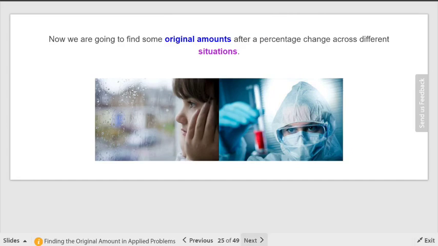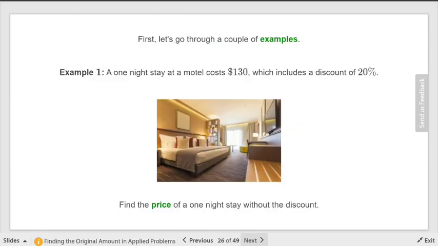Now we're going to look at some situations where we're looking for the original amount. But your key is that original amount. They're going to have to give you a percent, and they're going to have to tell you whether it was an increase or a decrease. They have to give you the same information. This time, we have to pull it out of a sentence instead of them just reading it to us. First, let's go through a couple of examples.